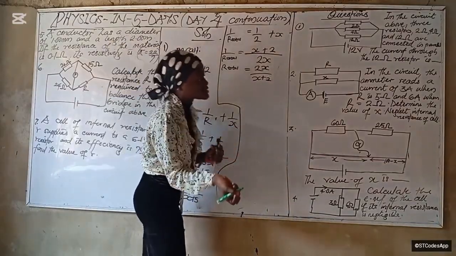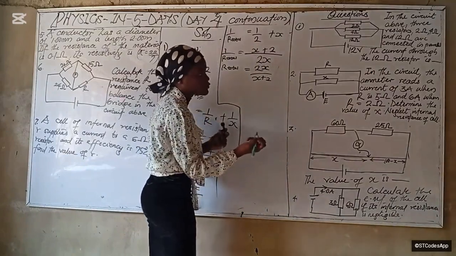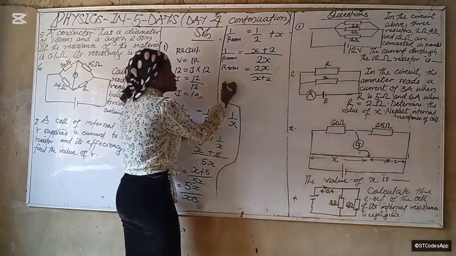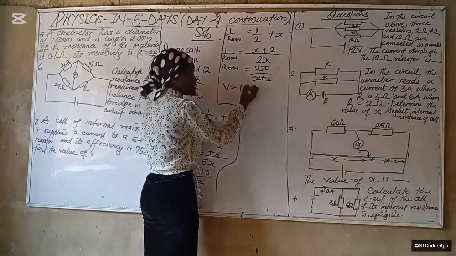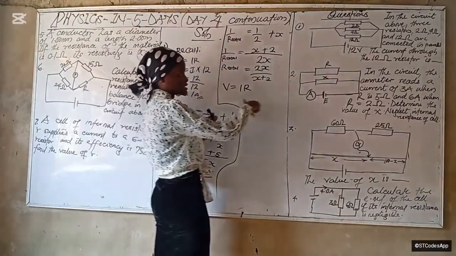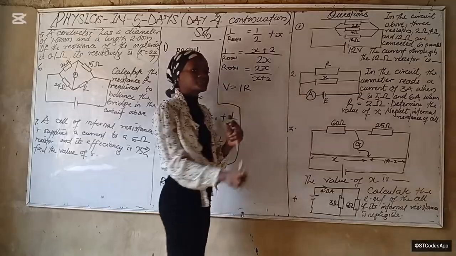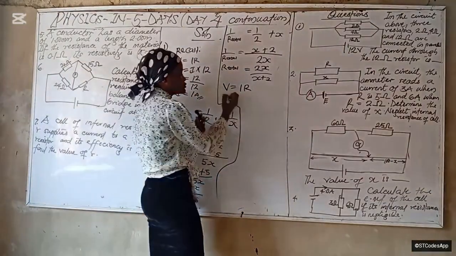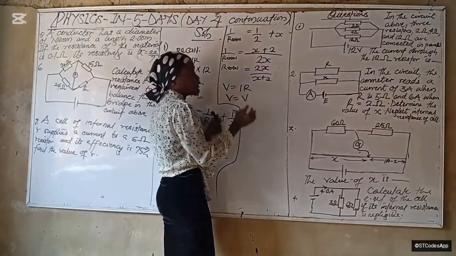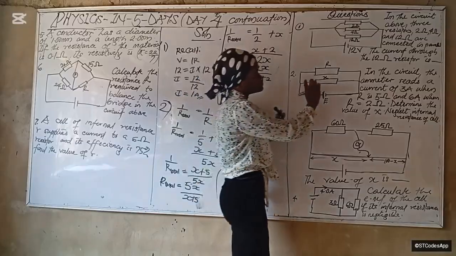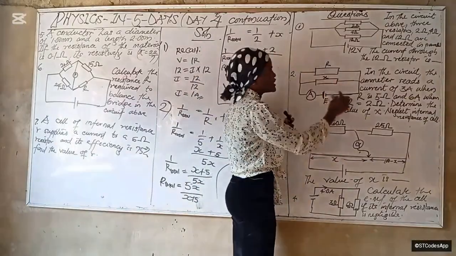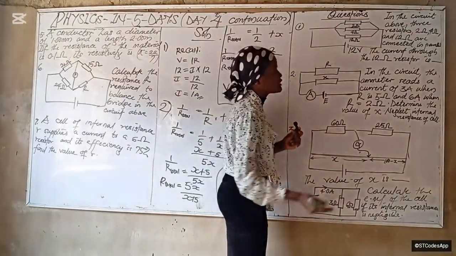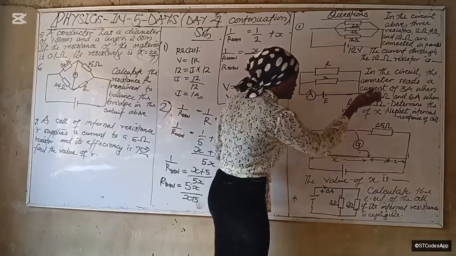To get the voltage, we have V equals IR. Recall that if resistors are arranged in parallel, the voltage will be equal. So V equals V. The voltage that will pass through this circuit when current is 3 amps will be equal to the voltage that will pass through the circuit when current is 6 amps.